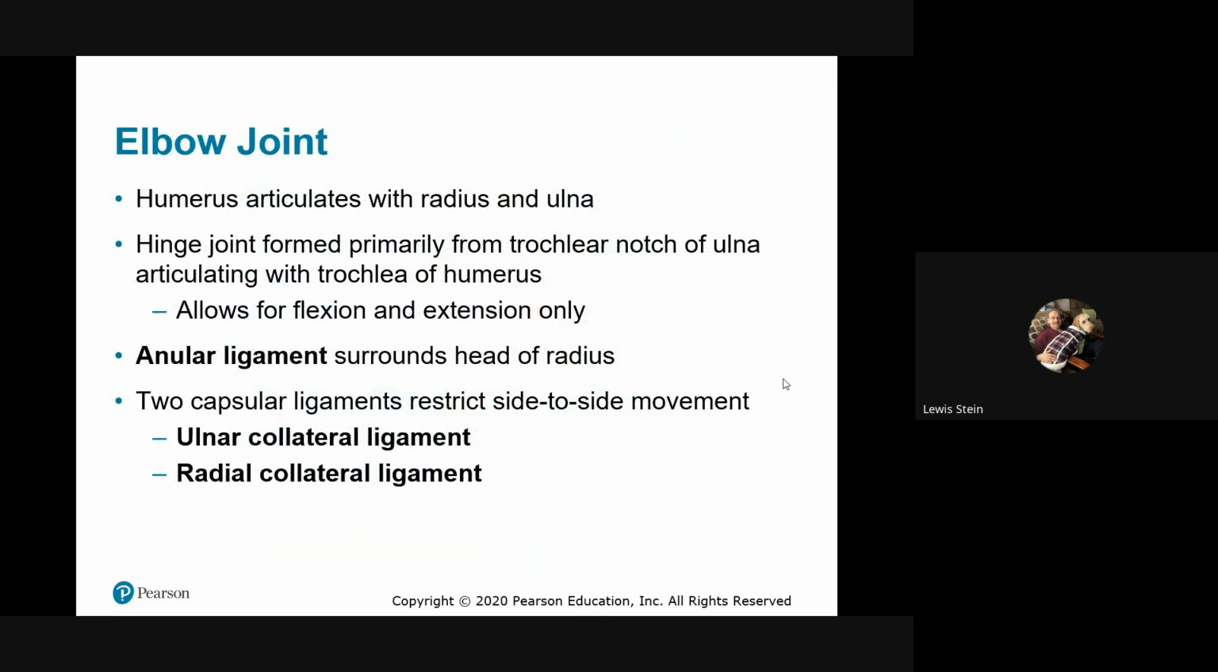The elbow is inherently very stable. Okay. The humerus articulates with the radius and ulna. The ulnohumeral area, that trochlea and trochlear notch on the ulna, is a big player. Hinge, trochlear notch, etc., flexion, extension. The ligament that surrounds the head of the radius and holds that head so it can pivot in that radial notch is called annular. Annular is a term that you see clinically.